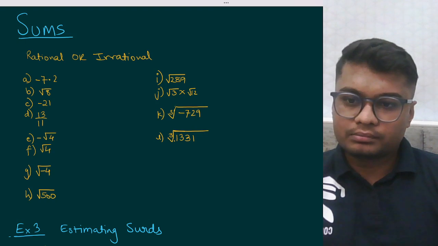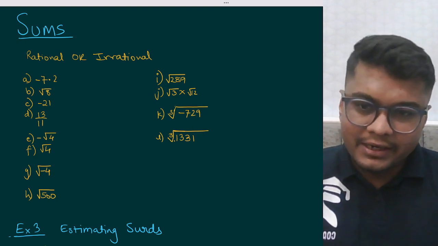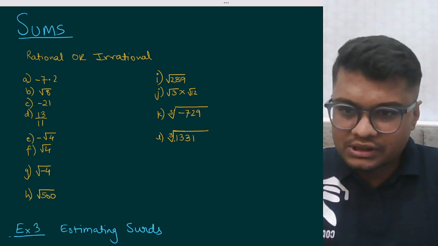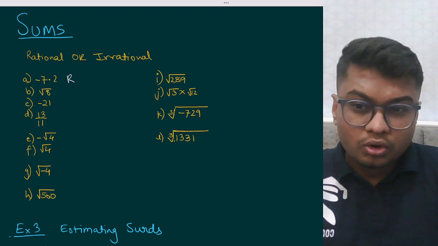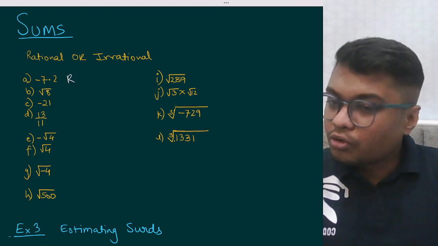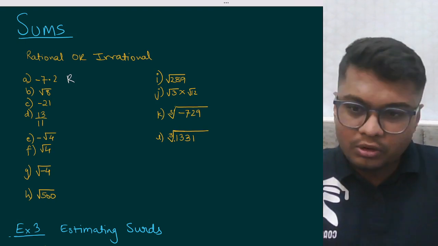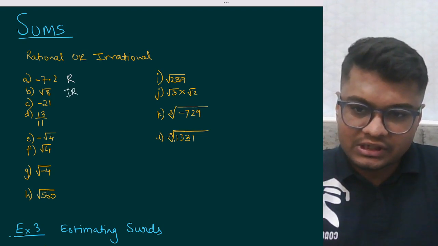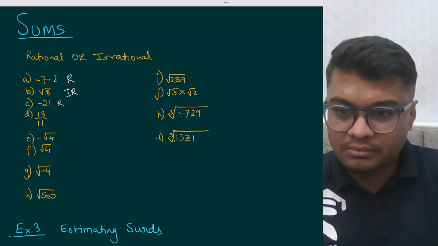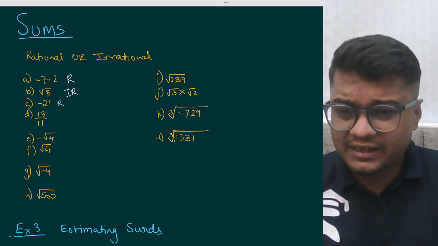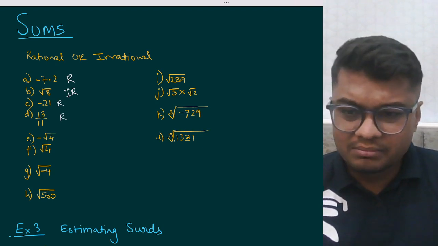So, we have to identify if they are rational or irrational numbers. Decimal number, yes, it is rational. Root of 8. 8 is a non-perfect square, so the root of a non-perfect square is an irrational number. Minus 21 is an integer, so it is a rational number. Is this a fraction? Yes, it is a fraction, so it is a rational number.